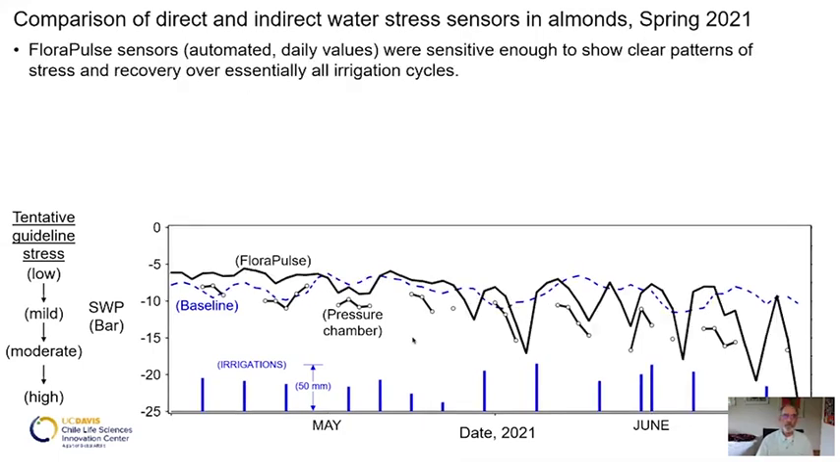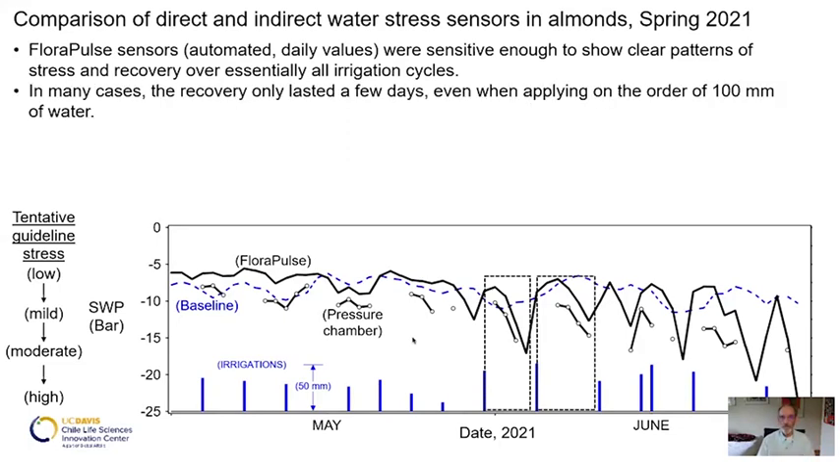Well, okay, so the fluoropulse sensors were collecting daily data, and they were automated, and so we were able to see very clearly that each irrigation cycle was associated with an increase in water potential and then a decrease. So as I pointed out before, you can see in these two highlighted boxes that as soon as trees were irrigated, they recover in water potential, either at or above the baseline. And then after a few days, they start back down and start to get more stressed.